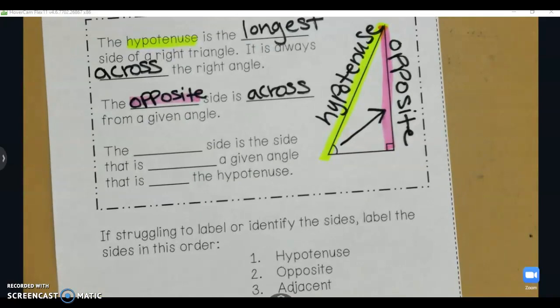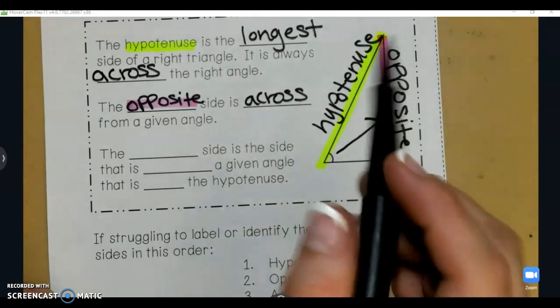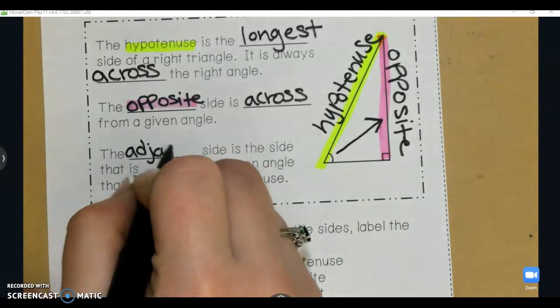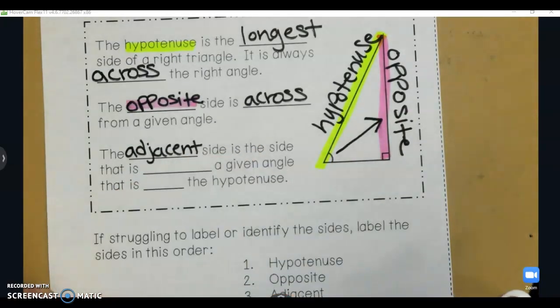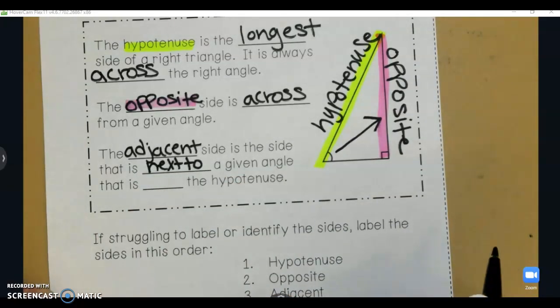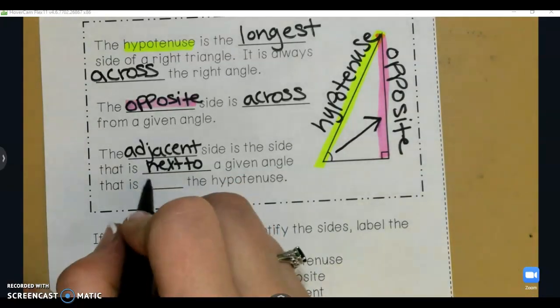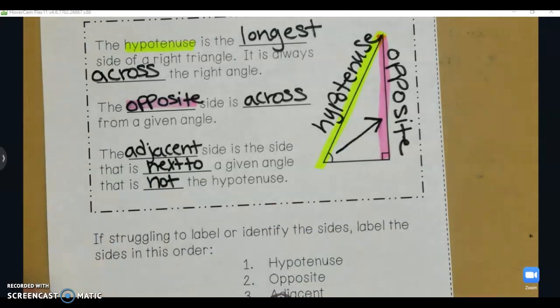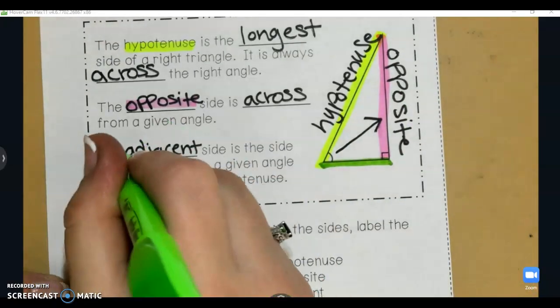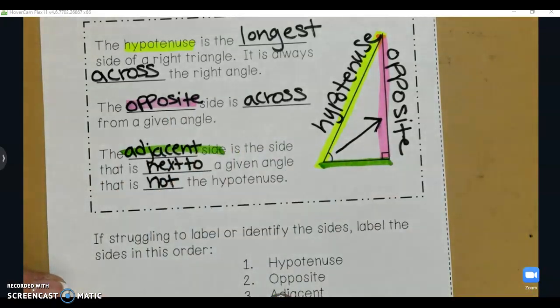Okay. And lastly, we have our hypotenuse, we have our opposite side. The other side is called the adjacent side. And it is the side that's next to or touches our given angle. And it is not the hypotenuse. So here is our reference angle, our given angle. And this side that it touches, this green one here that I'm going to highlight green, that is my adjacent side.